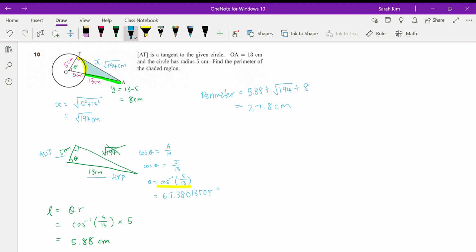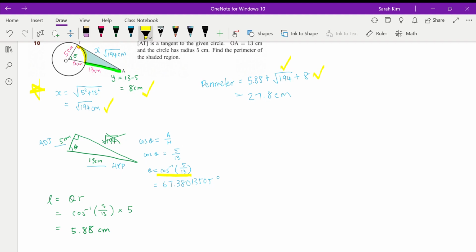Let's double check the answer. This is how you double check if you get wrong answers. My 5 squared plus 13 squared, OA is 13, so it makes sense. If I double check that on the calculator, yep, I get 194, so this is fine. 13 take 5 makes sense to me, 8 centimeters makes sense to me. Alright, let's have a look at this one.